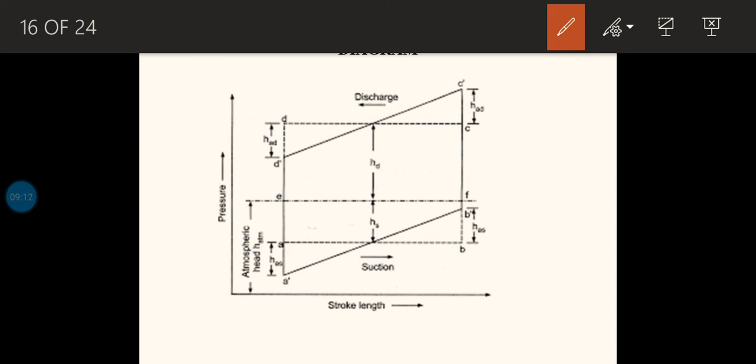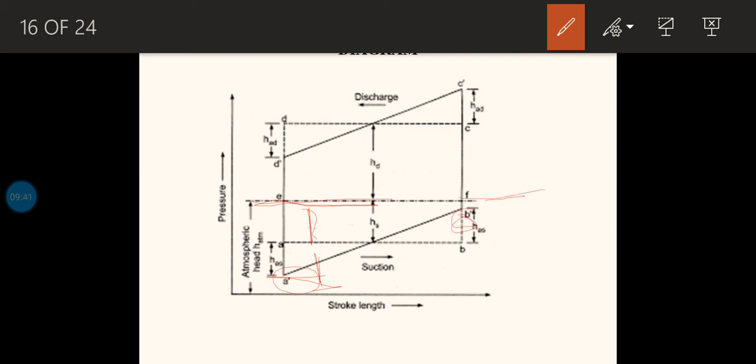So at the starting of the suction, the total pressure is at this point. This is the atmospheric pressure HATM. So HATM minus HS is this one, minus HAS. This is HAS. So HATM minus HS minus HAS is the absolute pressure head inside the cylinder at the starting of the suction stroke. Similarly, the absolute pressure at the end of the suction stroke will be at this point, corresponding to this point.